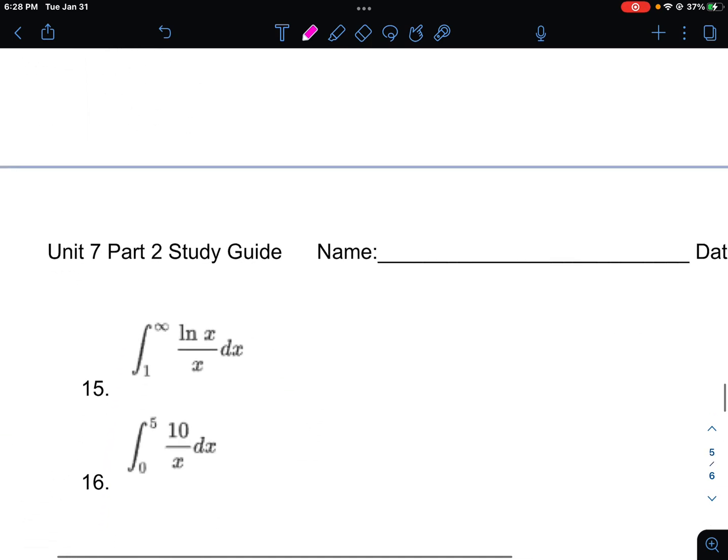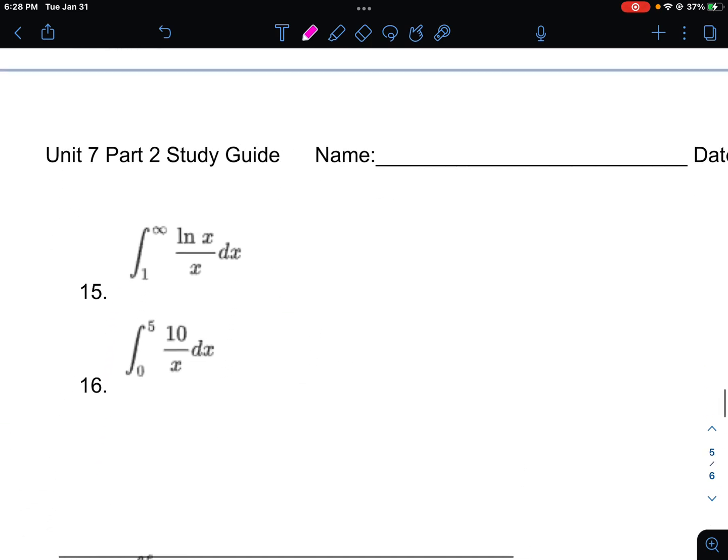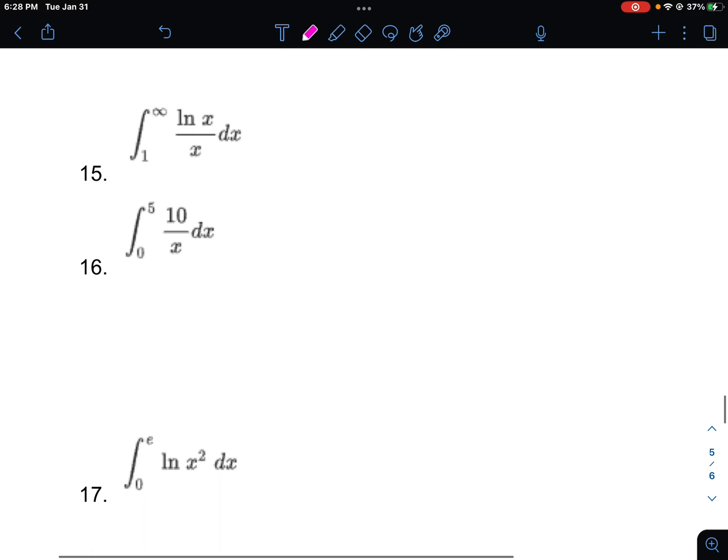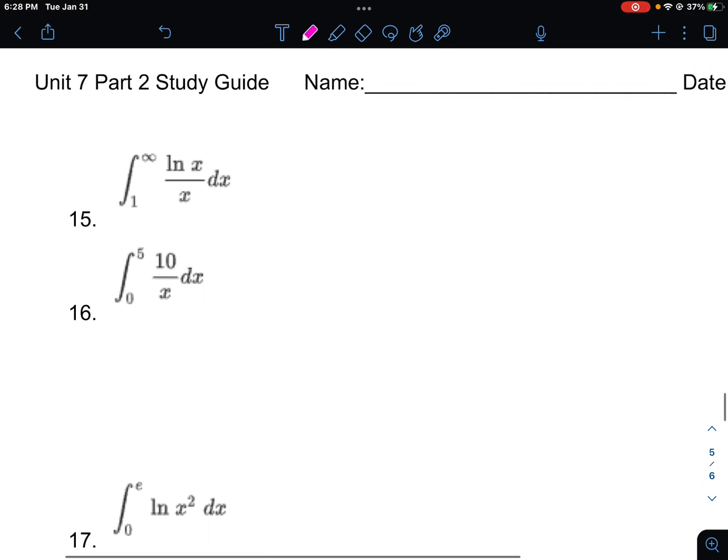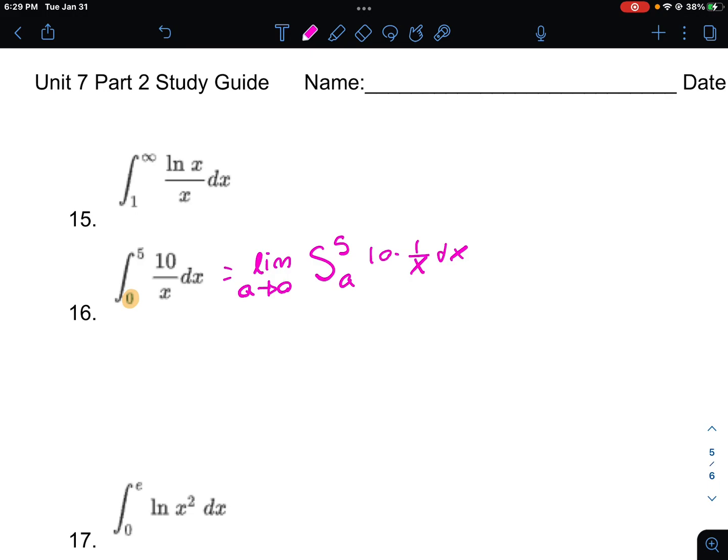Let's go ahead and go through number 16. Let's try it out. We're going to first identify that one of the limits cannot be substituted into this function. So we're going to start off by rewriting this as the limit as a approaches 0 of the integral from a to 5 of 10 times 1 over x dx.